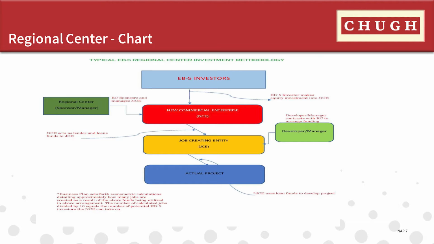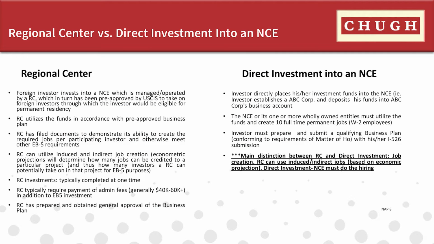The job creating entity then uses that same investment from the fund in the project to create the jobs indirectly. So the difference between the regional center and direct investment into the NCE is that the foreign investor invests into the NCE, which is managed and operated by the regional center, which in turn has been pre-approved by USCIS to take on foreign investors through which the investor would be eligible for permanent residency. The regional center utilizes the funds in accordance with the pre-approved business plan.